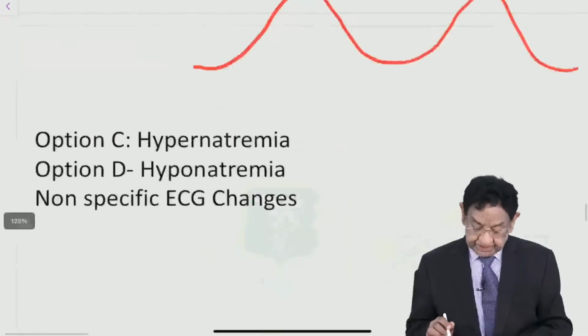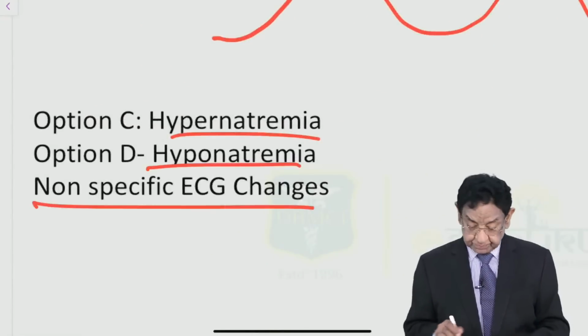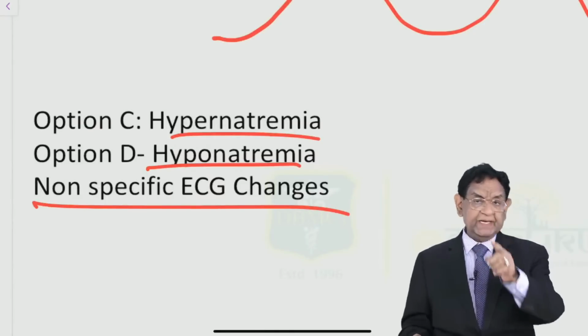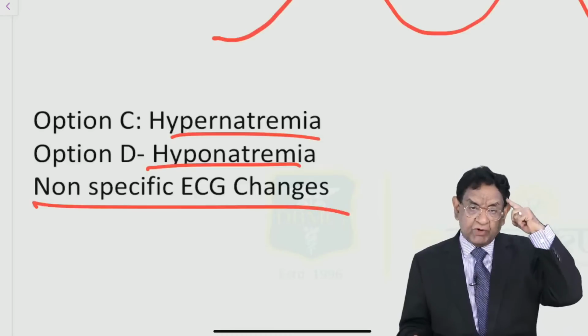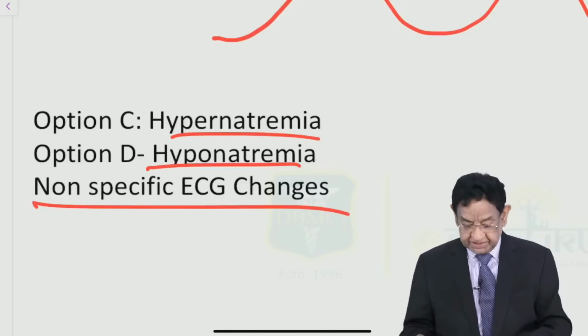And remember, in sodium, maybe hyper or hyponatremia, no specific ECG changes are there. Remember, sodium disturbances primarily involve the brain cells and potassium involves the cardiac tissues.